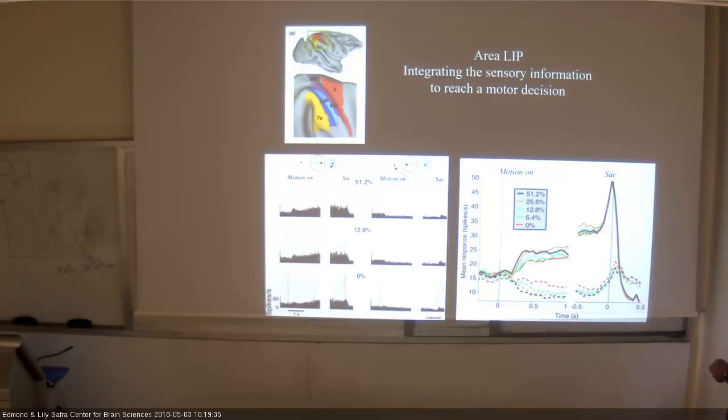Here, if your saccade is going to be in the opposite direction, then the activity is very low. So the difference between this and this corresponds to which direction you're going to make the saccade.